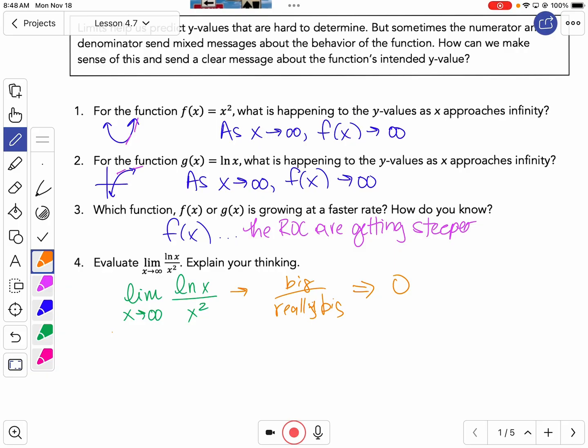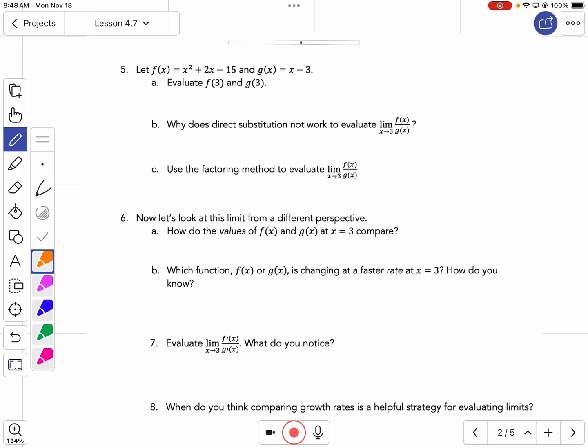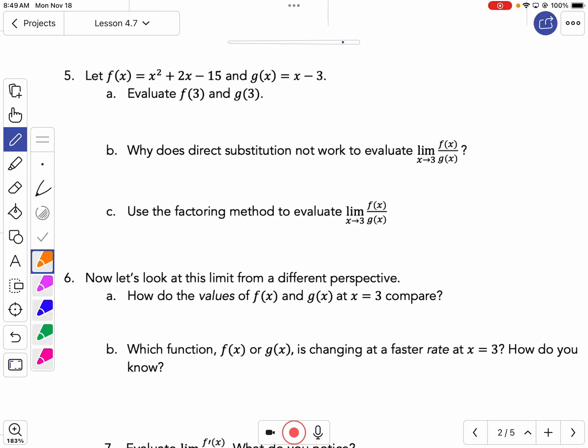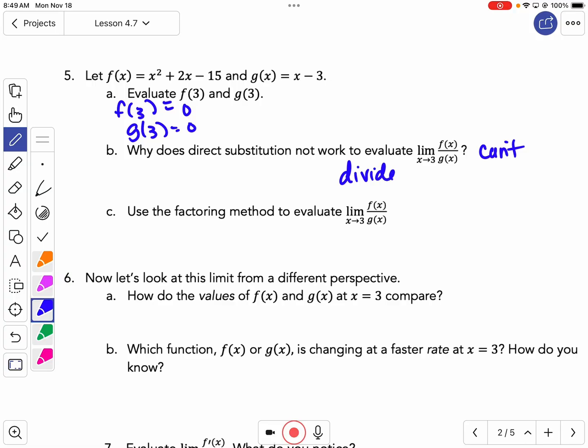Okay. All right, so let's look at this next set of functions. Okay, so it tells me to evaluate f of 3 and g of 3. All right, what did you get for f of 3? 0. And what did you get for g of 3? 0. Why does the direct substitution not work to evaluate that limit of f over g? Yeah, we can't divide by 0, and it's indeterminate. Okay, that was that word we were looking for. It's indeterminate.